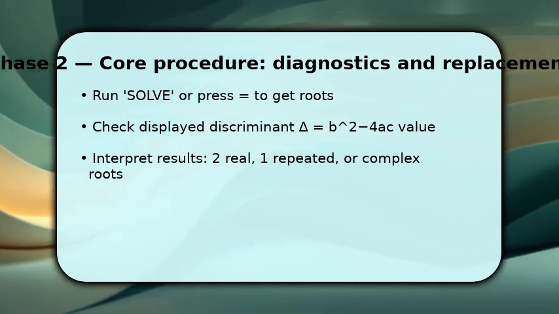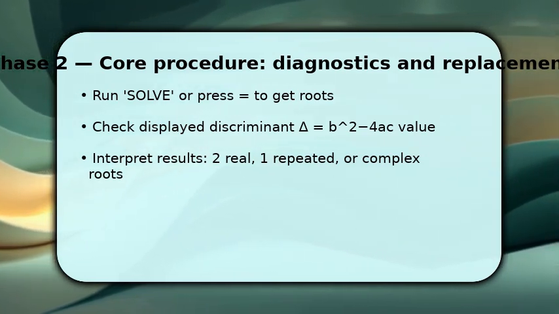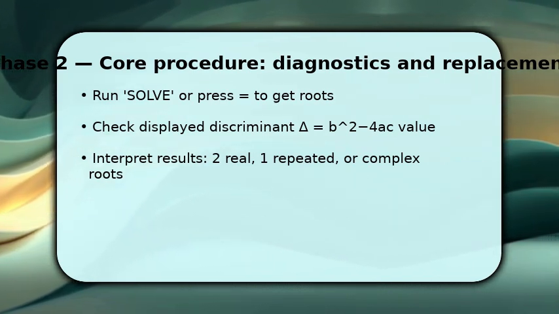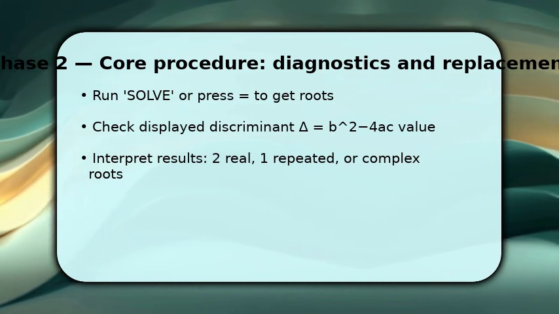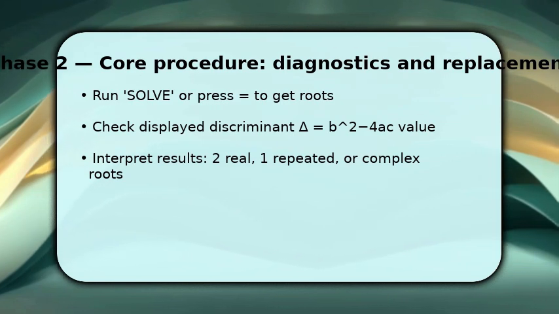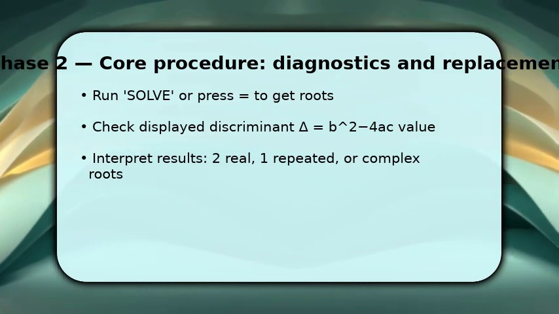If delta > 0, you get 2 distinct real roots. If delta equals 0, you get 1 repeated root. If delta < 0, the calculator shows complex conjugates. Make sure to note formatting. Decimals versus fractions are selectable for cleaner presentation.